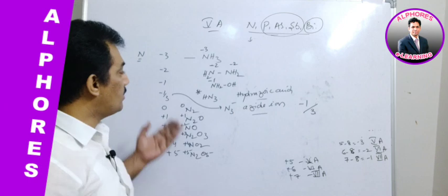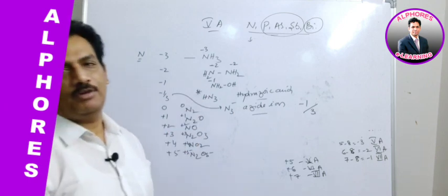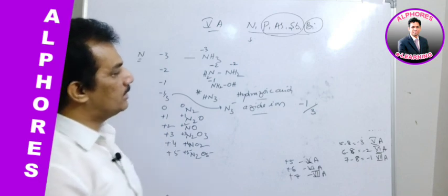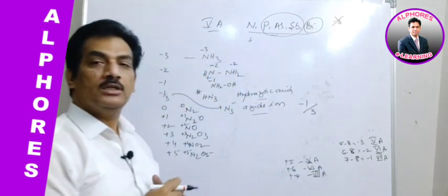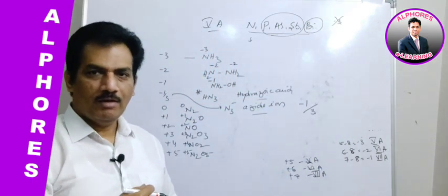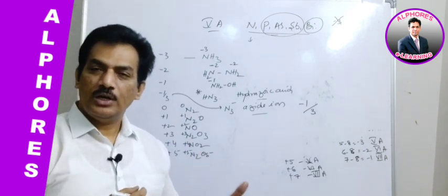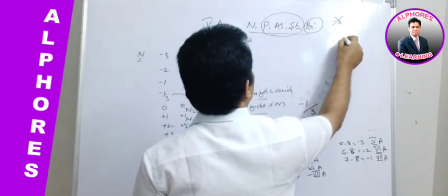But there is no such type of variability in all the remaining. Just their minimum oxidation state will be -3 and maximum will be +5. In case of bismuth, we never find the -3 oxidation state, because bismuth is a metal. It never accepts electrons. It is ready to donate electrons. That's why it can exhibit +5 oxidation state.